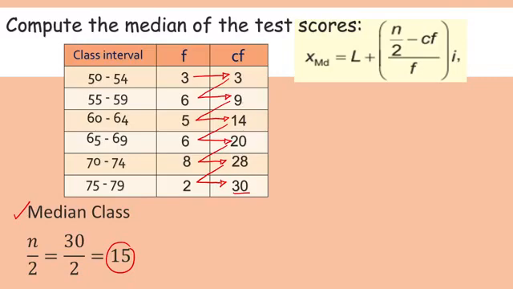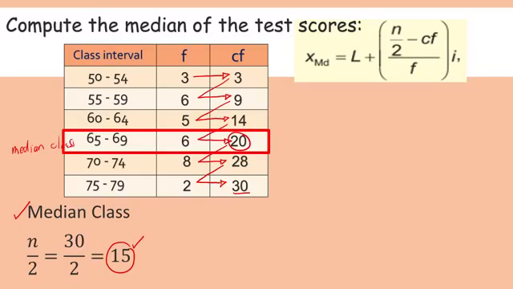Is it 3, 9, 14, 20, 28, or 30? 30. Again, my question: what is the first number in the CF column that is greater than or equal to 15? The number 20. Right? The number 20 is the first number in the CF column that is greater than 15. So meaning, look at what I'm highlighting. This is the median class. Okay? So take note, this is the median class.